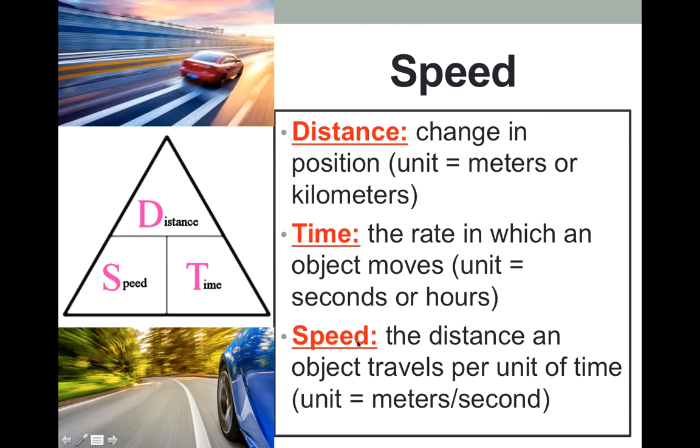You've probably been wondering, what the heck is this triangle over here? Like, what is that? This is called a DST triangle, okay? And I'm actually going to show you what that is in the next part of the video.